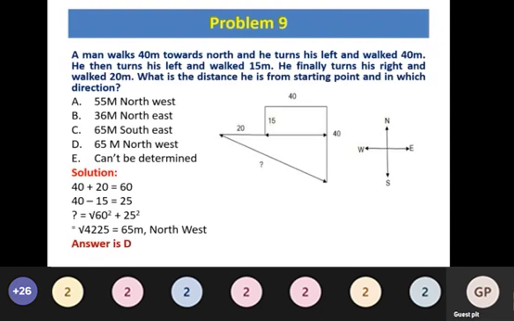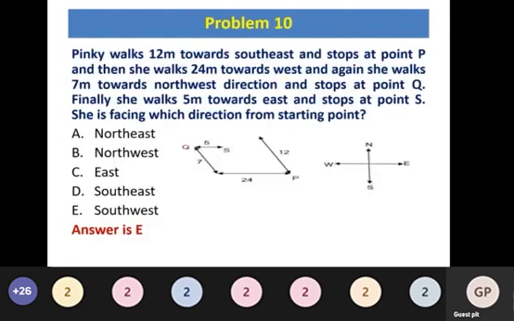Now problem 10. Pinky walks 12 meters towards southeast and stops at a point P, and then she walks 20 meters towards west, and again she walks 7 meters towards northwest direction and stops at a point Q. Finally, she walks 5 meters towards east and stops at a point S. Which direction is she facing from the starting point?